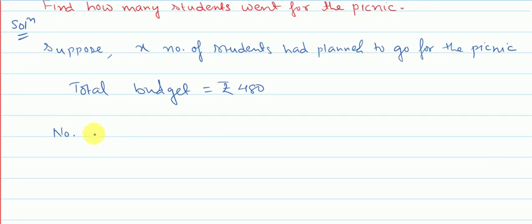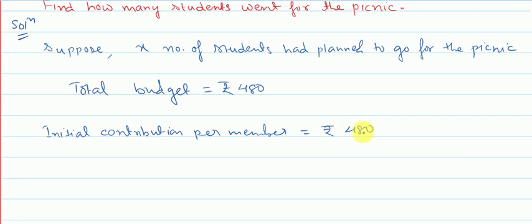Now the initial contribution per member was rupees 480 upon X. Suppose the total cost is 100 rupees and 5 people are supposed to contribute. So one will contribute how much? 100 upon 5, that means only 20 rupees. Same way over here, the total budget is 480 and X students were there, so the contribution per member was this much, 480 upon X.